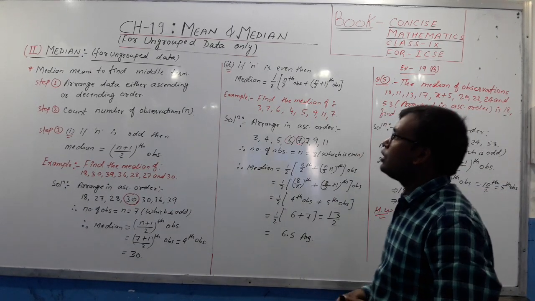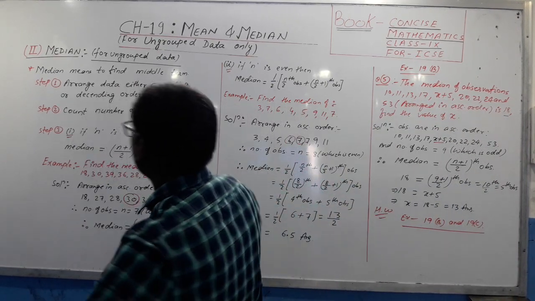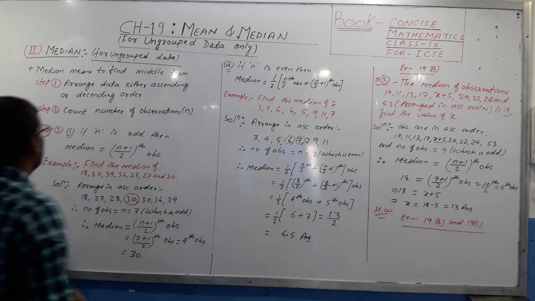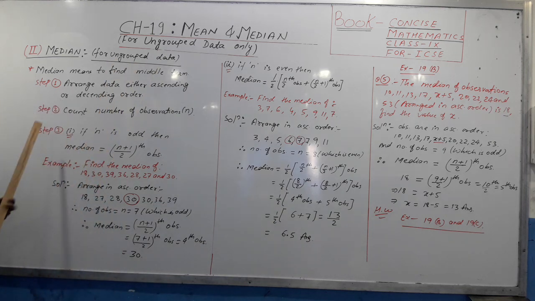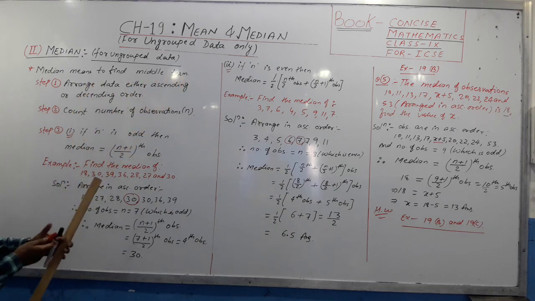After mean, we have the next topic, which is median. See, the second one is the median for ungrouped data. What does median mean? Median means to find the middle term. That means how to find the middle term.